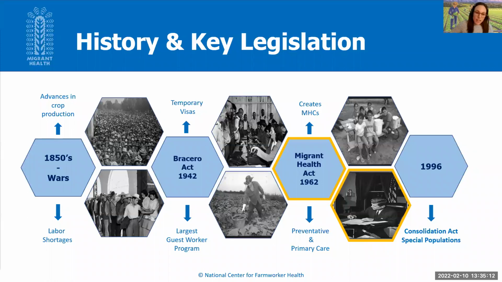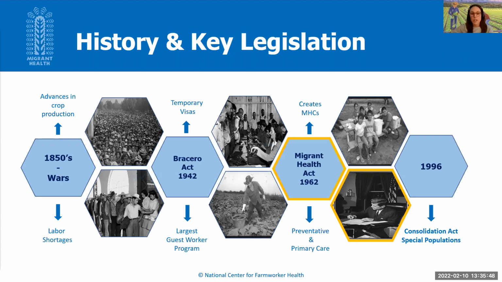So to get started, in order to understand the Migrant Health Program and when and why it began, it's important to take a look at the history that led up to the program. The US has imported agricultural workers for a very long time. From our nation's creation, agriculture and the small family farmer were considered essential components of democracy. Starting in the 1850s, there were major advances in crop production, and crop production was growing larger and larger. Additionally, as crop production grew, there were wars throughout the world, causing labor shortages to work in the fields.